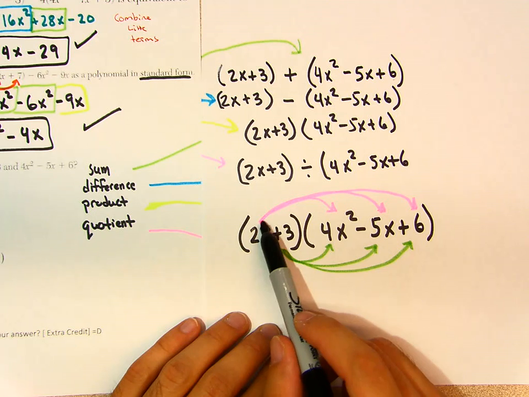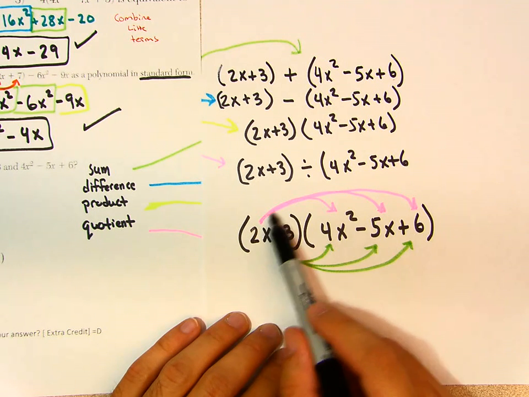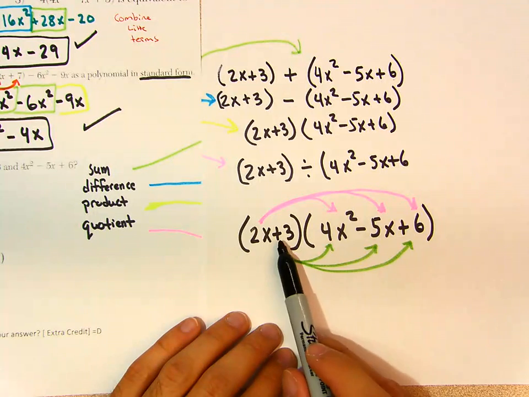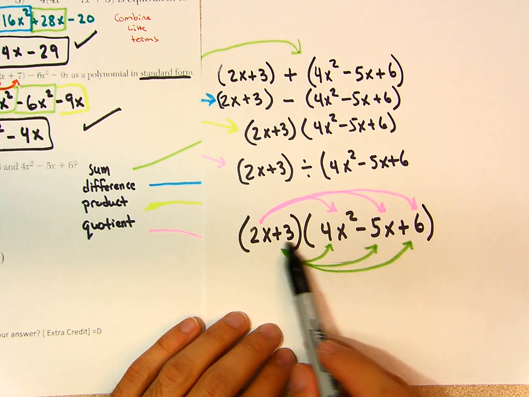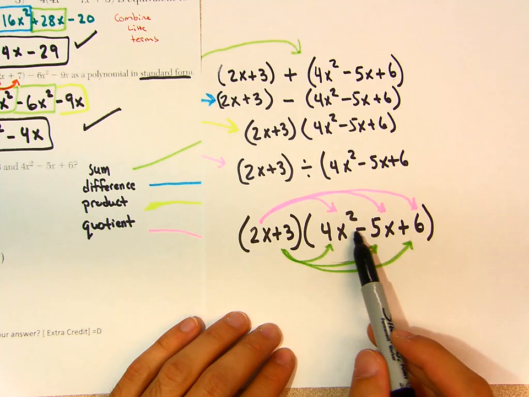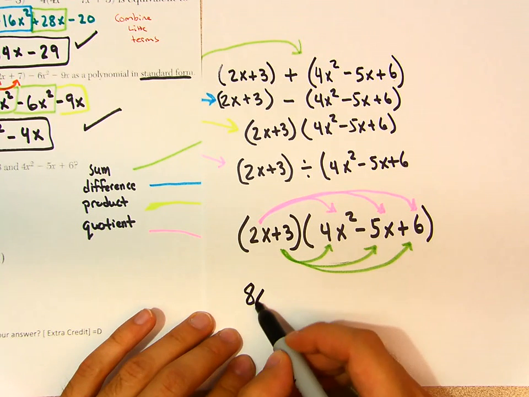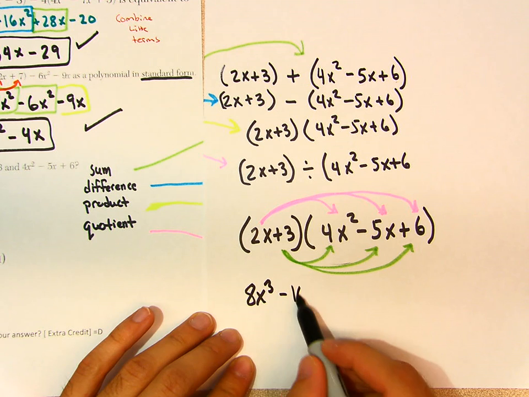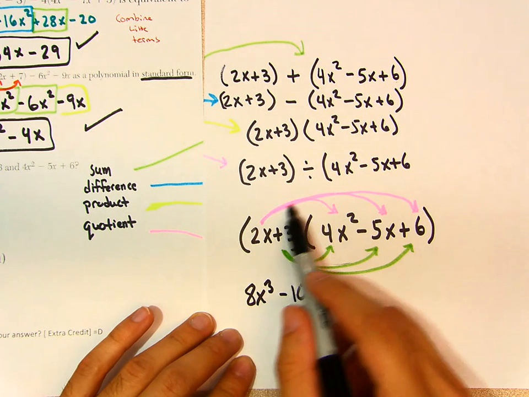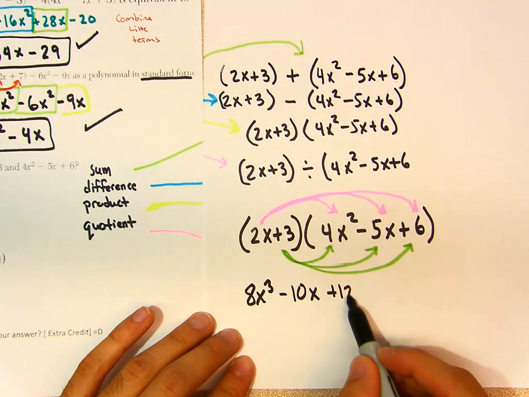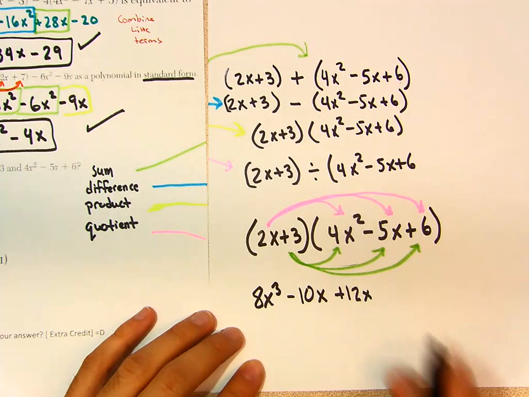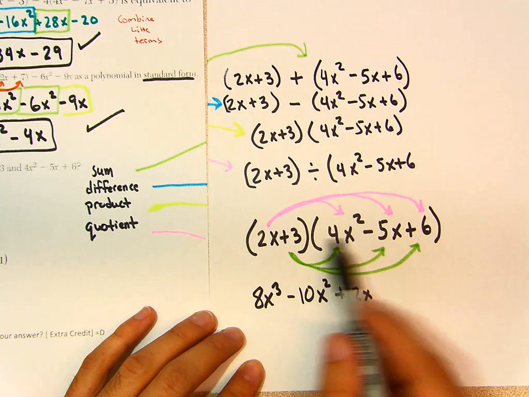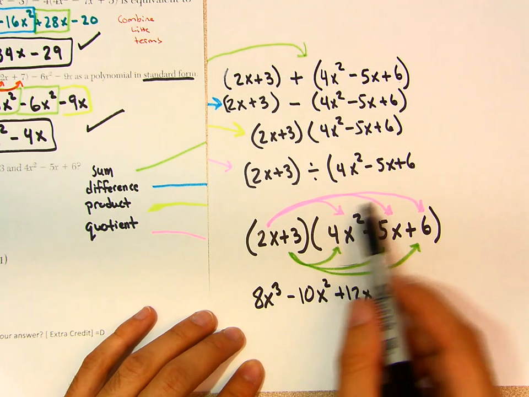The 2x goes to the 4x squared, to the negative 5x, then to the positive 6. This positive 3, boom, boom, boom. So 2x times 4x squared, 8x cubed. 2x times negative 5x, negative 10x. 2x times positive 6, positive 12x. Oh, whoops, sorry, this should be a square, right? 2 times negative 5 is negative 10, x times x is x squared, right? So we're finished with the pink.